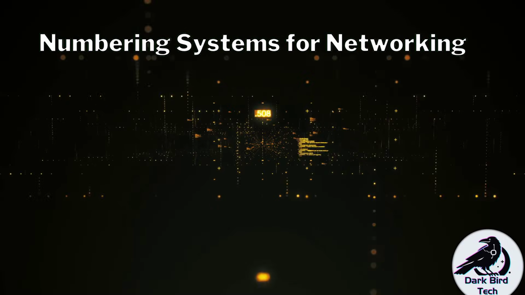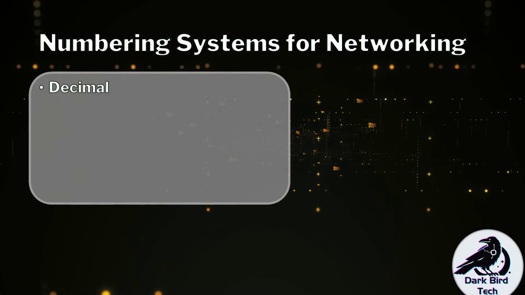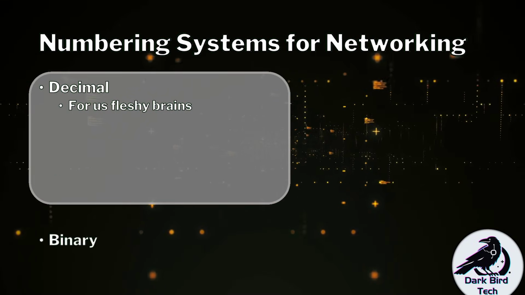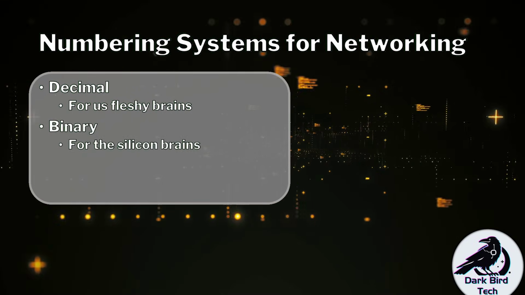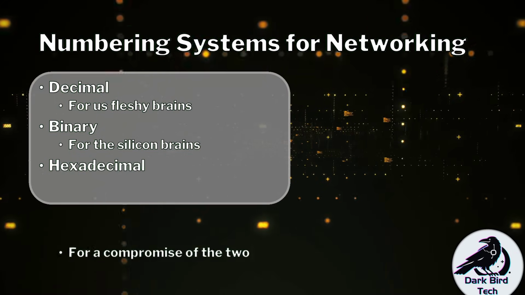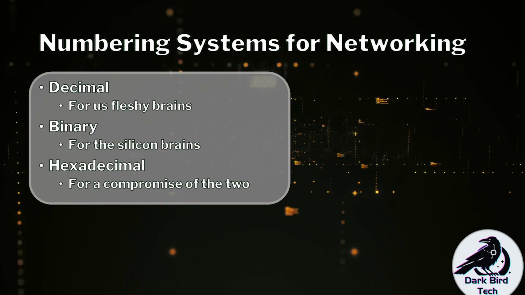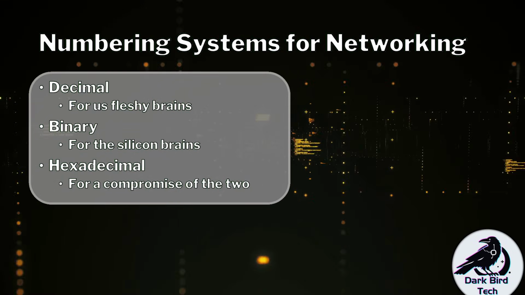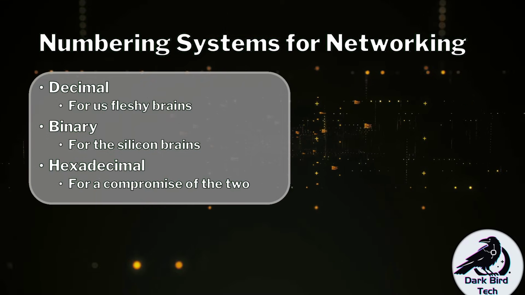The main numbering systems, as I've just mentioned, are decimal, which is great for us fleshy brains. And then you've got binary, which is great for the silicon brains. And then we have hexadecimal, which as far as I'm concerned is a compromise between the two brain types. So let's jump into a numbering system that we're already familiar with and explore it a little bit.